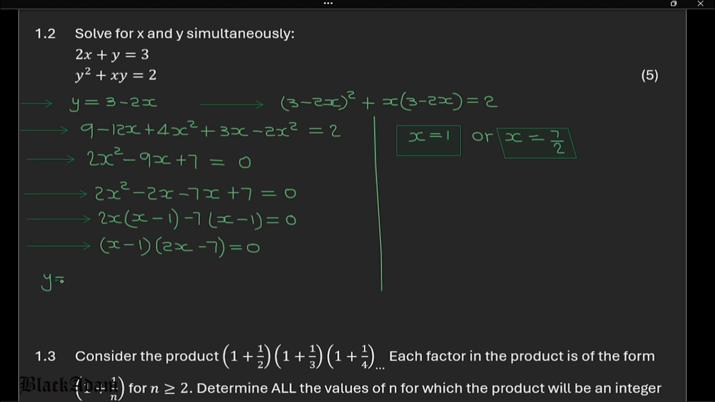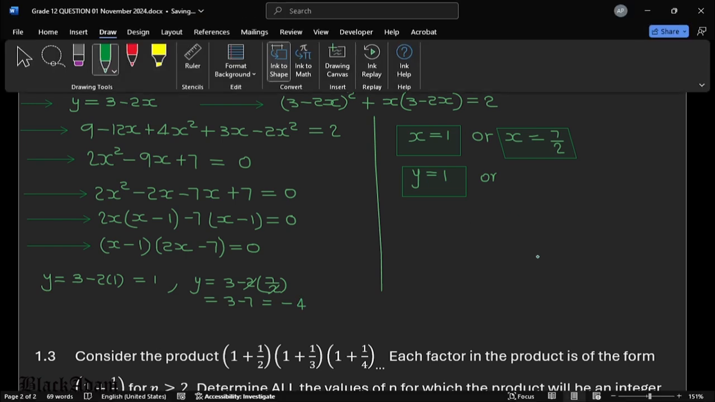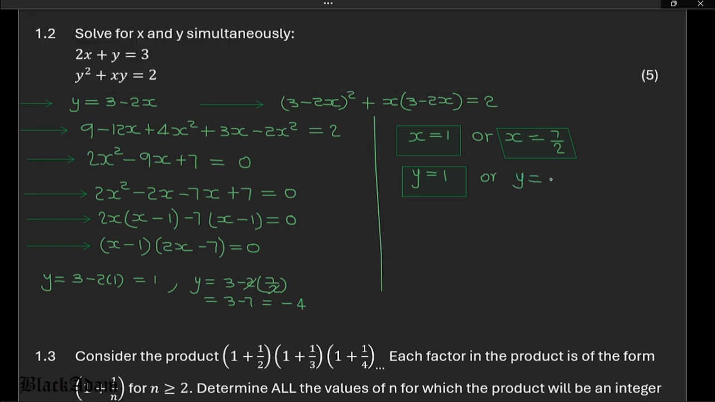So y there, the original equation, y is equals to 3 minus 2x. So we substitute x over 1, and then we have y is equals to 1. So when x is 1, y is equals to 1. Oh, what about when x is 7 over 2? Okay, we have x, y minus, that cancels out, so substitute 7 over 2, so we have 3 minus 7, so it gives us negative 4. So y is going to be negative 4.